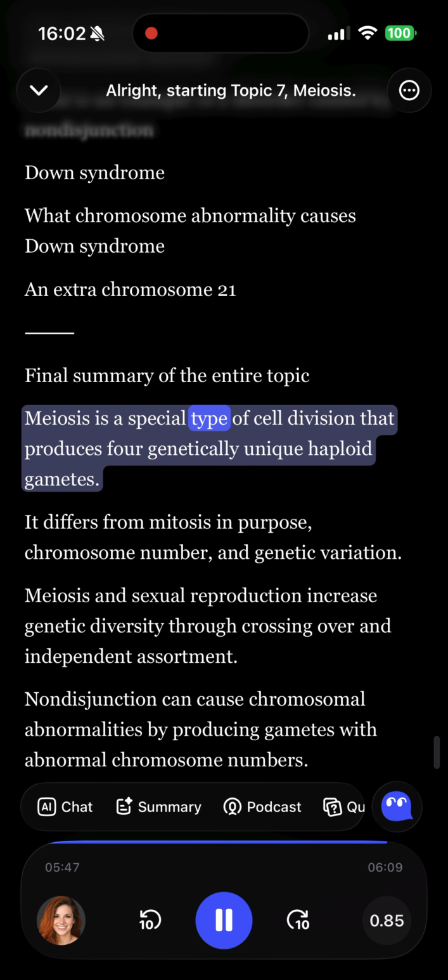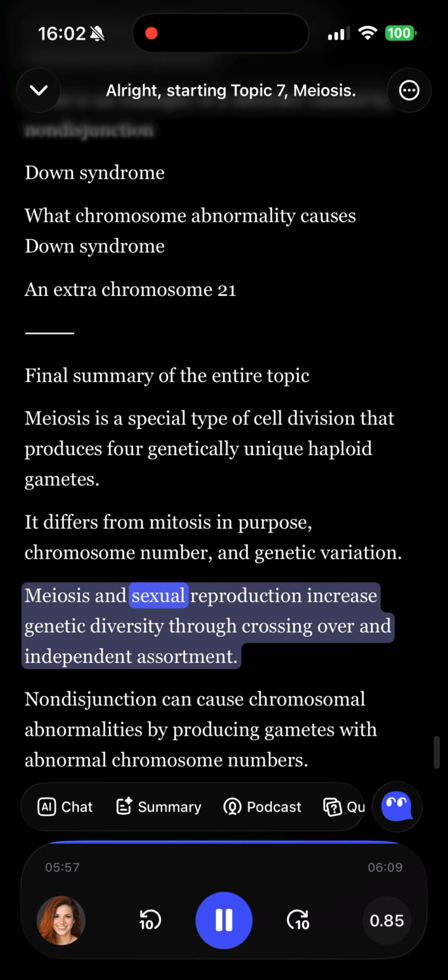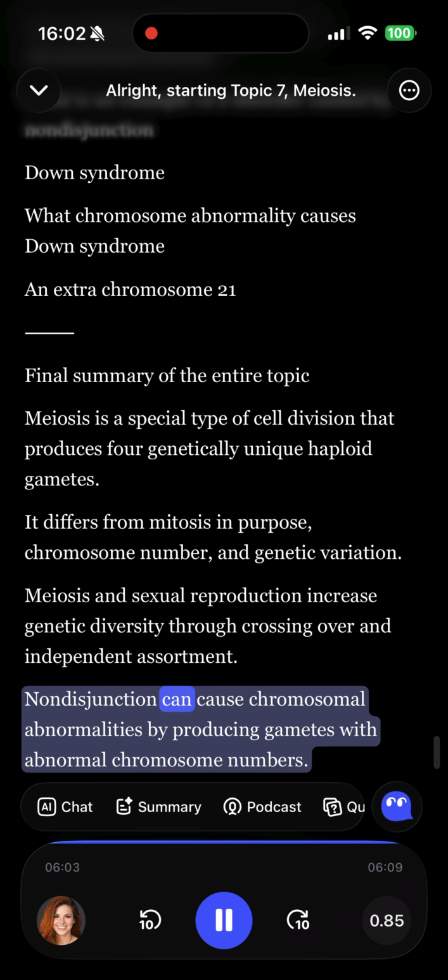Final summary of the entire topic. Meiosis is a special type of cell division that produces 4 genetically unique haploid gametes. It differs from mitosis in purpose, chromosome number, and genetic variation. Meiosis and sexual reproduction increase genetic diversity through crossing over and independent assortment. Non-disjunction can cause chromosomal abnormalities by producing gametes with abnormal chromosome numbers.